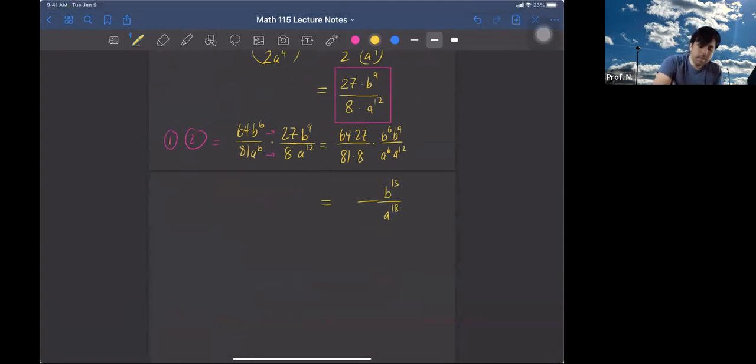And now what happens with these numbers here? Do you notice something? The 8 goes into 64 8 times. The 27 goes into 81 how many times? 3 times? So then the result is going to be what? 8 over 3? And this is my final answer. Let me just write this again. It's going to be 8 b to the 15th over 3 a to the 18th.